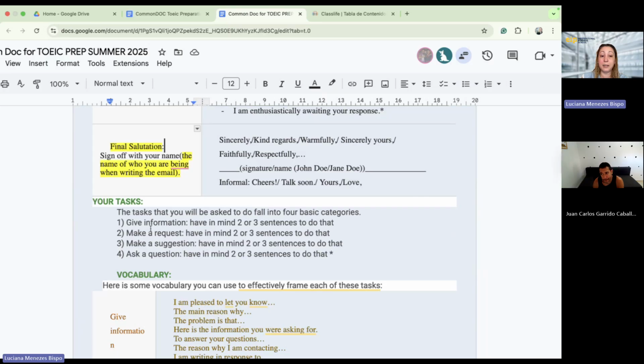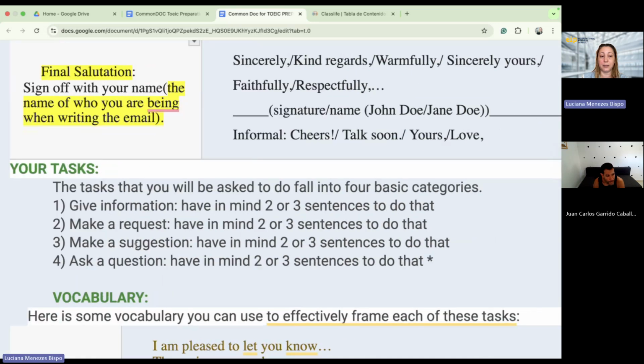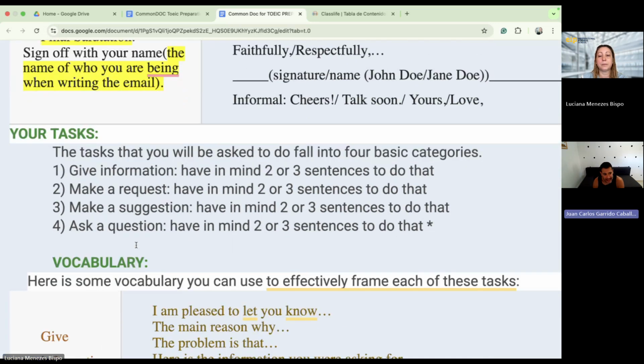And your tasks. These are the kinds of tasks that you are going to find. The tasks that you will be asked to do fall into four basic categories. One, give information, have in mind 2 or 3 sentences to do that. Two, make a request, have in mind 2 or 3 sentences. Three, make a suggestion, have in mind 2 or 3 sentences. And four, ask a question, have in mind 2 or 3 sentences.